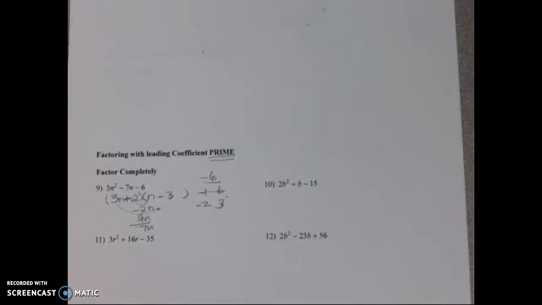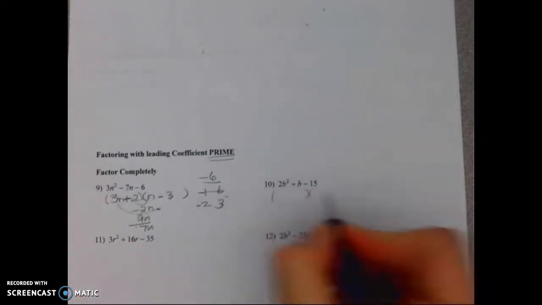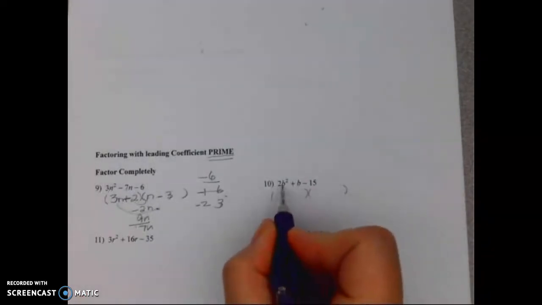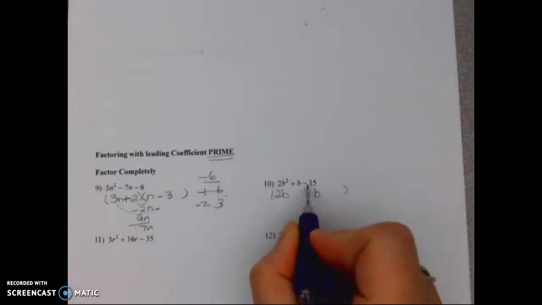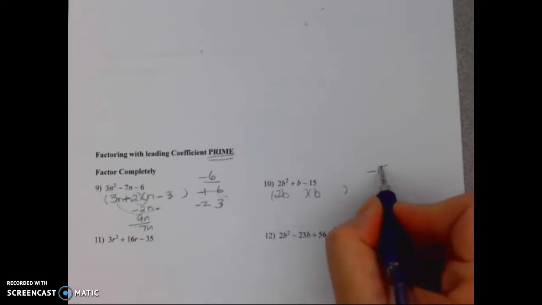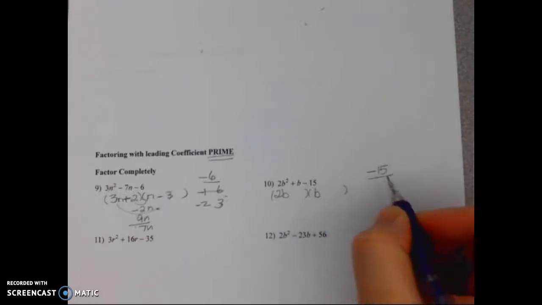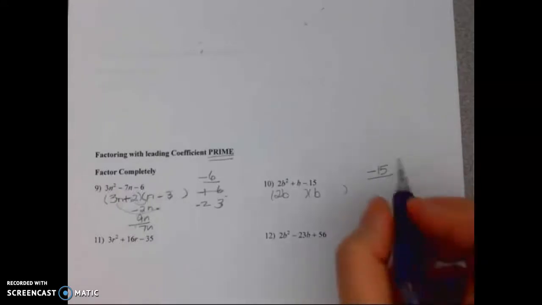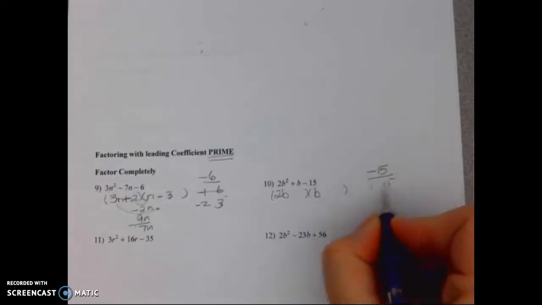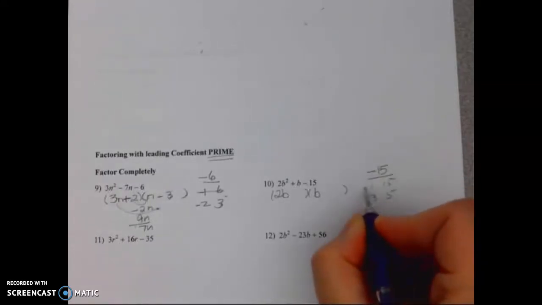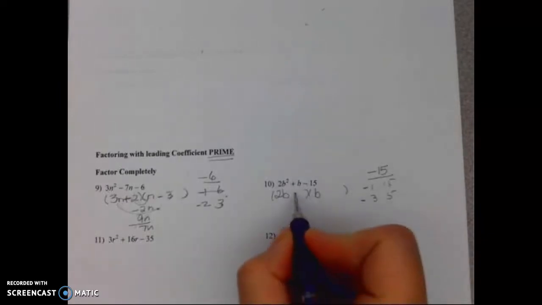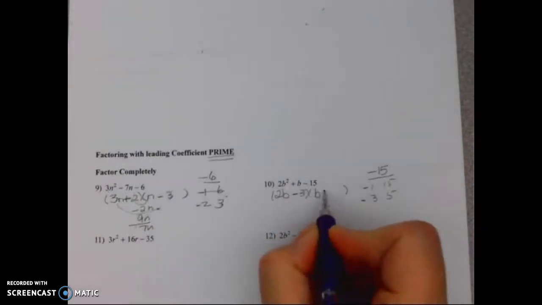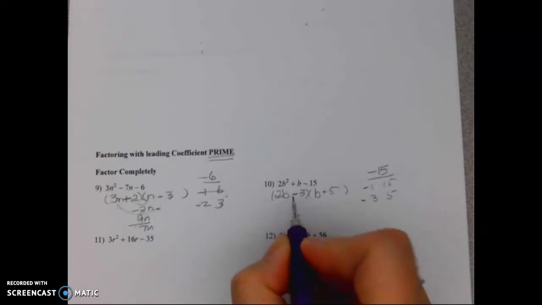We need to do another, I feel like. Factors of 2b squared are 2b times 1b. Factors of negative 15 are 1 and 15, 3 and 5, and that's it. This is negative, so we'll do this. Okay, let's try 3 and 5 first. I feel like that might be the better way to go. Negative 3 plus 5. Check your loops.